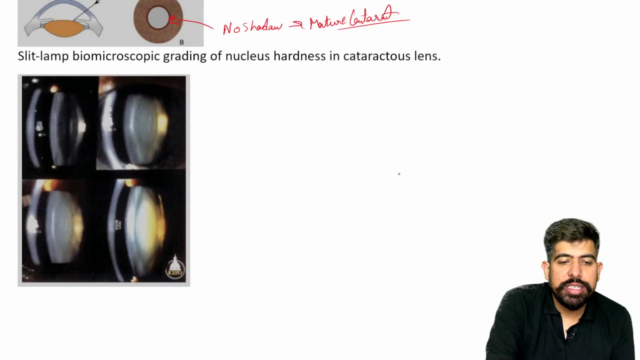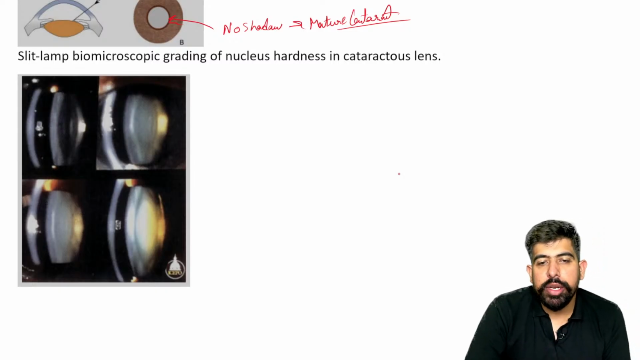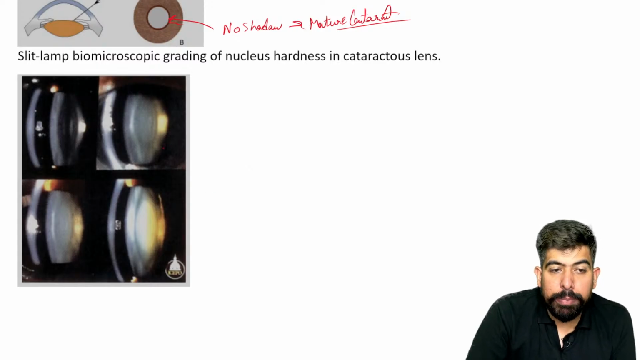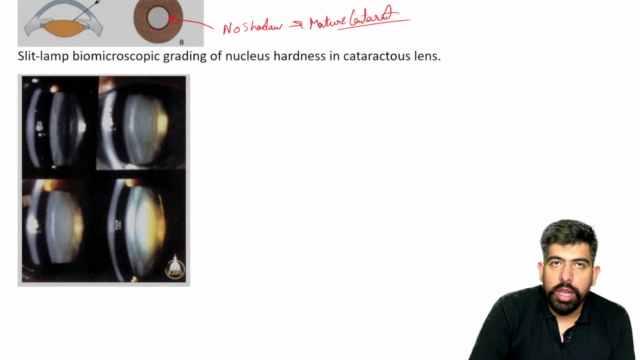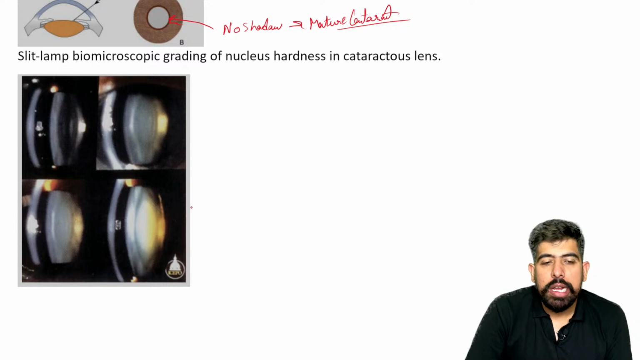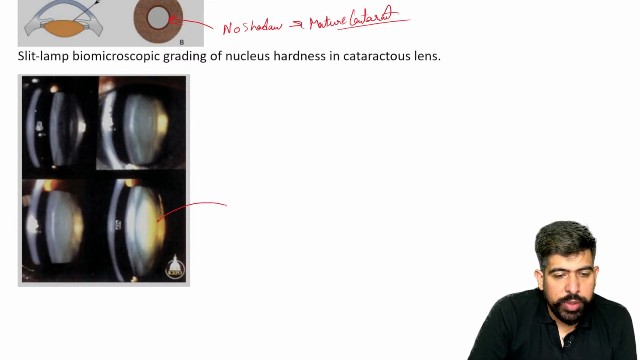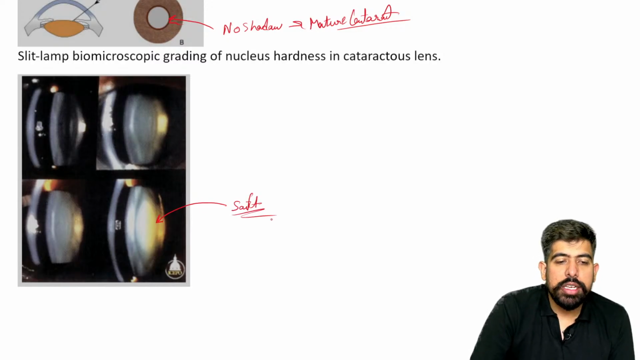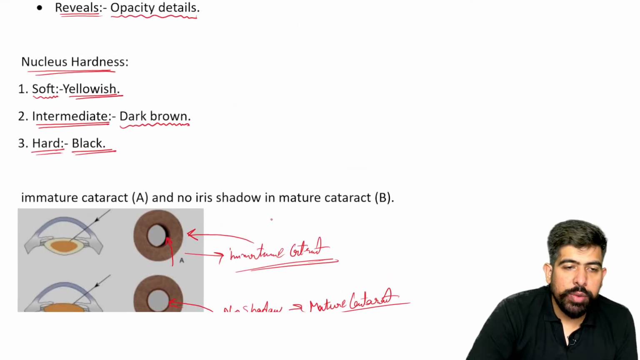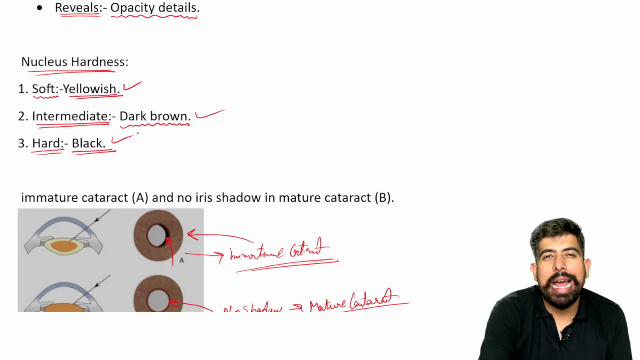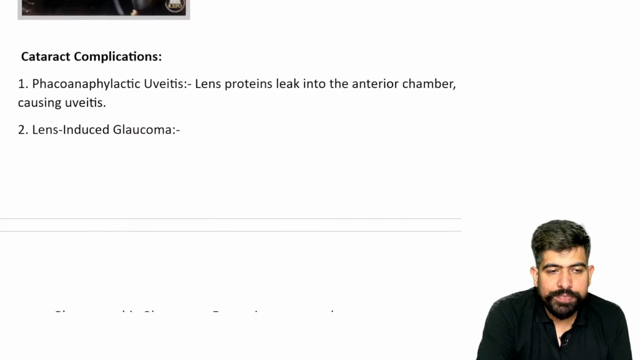Also, as we talked about the slit lamp biomicroscope, it reveals the hardness of your cataract. If it is seen as black, that is totally hard, right? Intermediate will be brownish, but you can see over here this is bluish, which means it is soft. Yellowish is soft, dark brown is intermediate, and totally black gives you the hard.